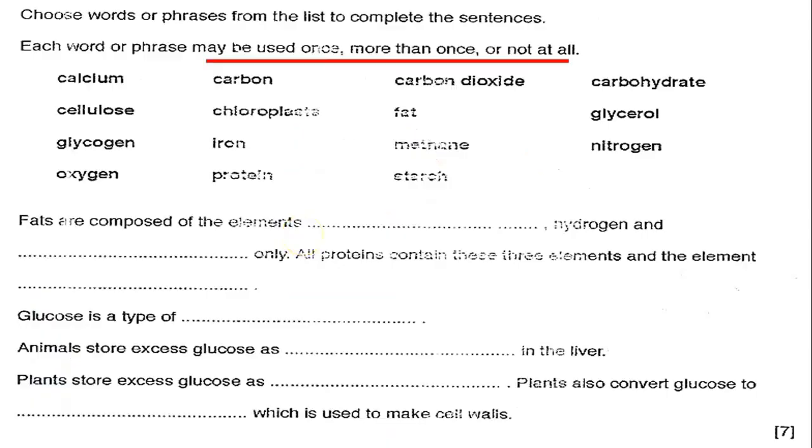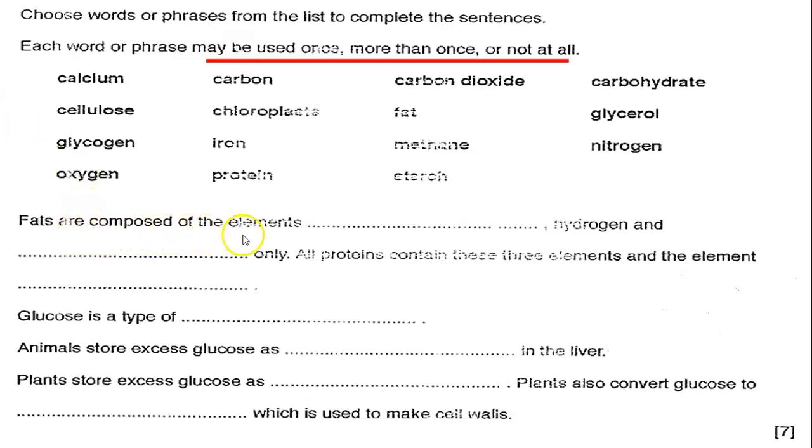Let's take a look at paper 3 questions. Choose the words or phrases from the list to complete the sentence. Each word or phrase may be used once or more than once or not at all. This is very important. Most of you ignore this part of the question, and that's why they feel like there's something wrong in the question, or there are a lot of words that were used more than once. Please read everything in the head of the question.